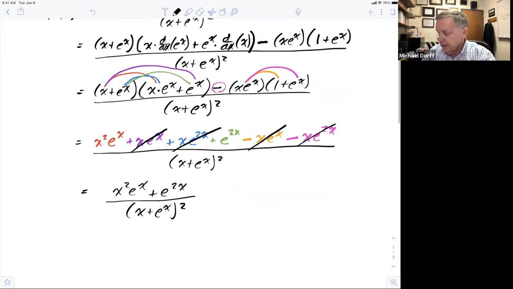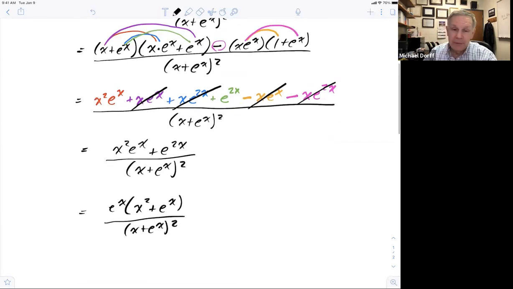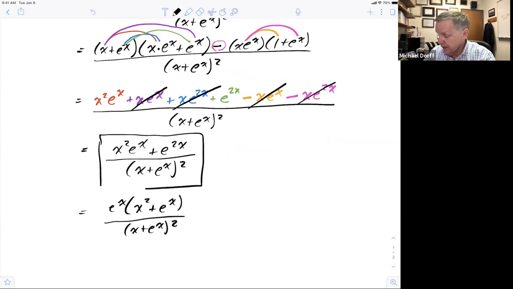Now at this point you may think, well, can I do anything more to this? Well, you could factor out an e to the x, and if you did that, you could factor that out on the top, you would have an x squared plus e to the x, and then you'd have the denominator. So which one of these is the correct answer? Which one's better? In this case, it really doesn't matter. I'm fine with just going with the first one we had there and saying that that's my final answer.